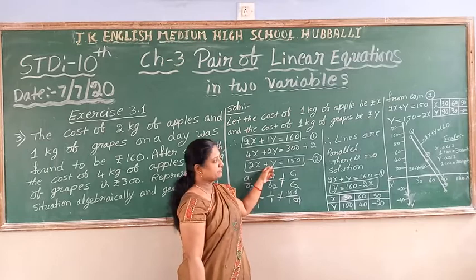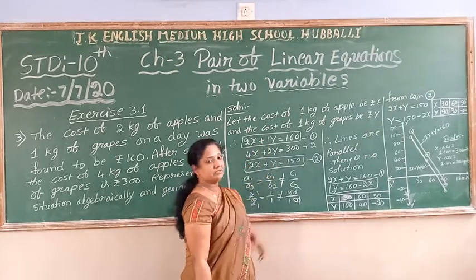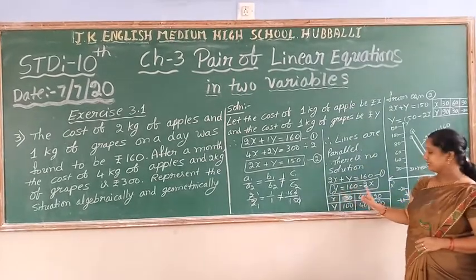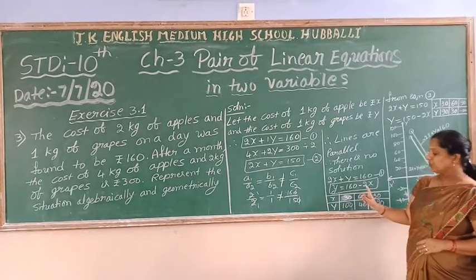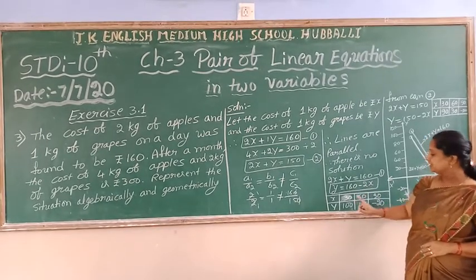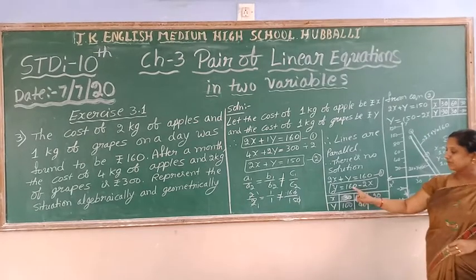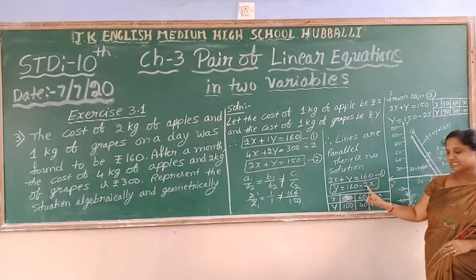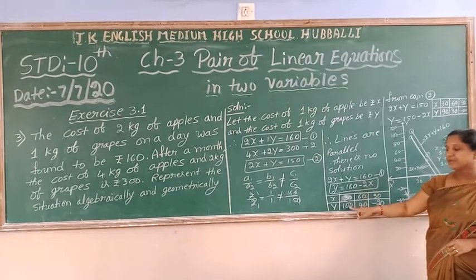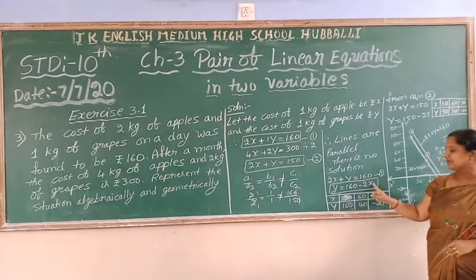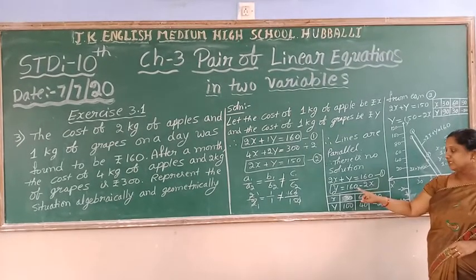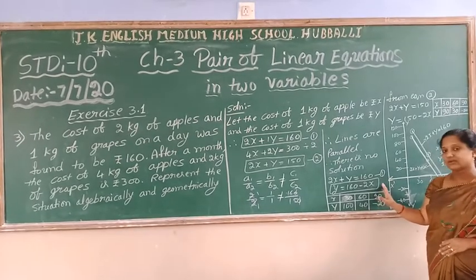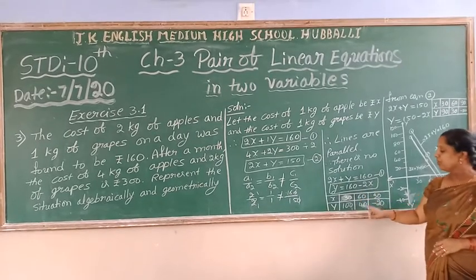Take one equation and convert it in the form of y, meaning y should be on one side and the remaining terms on the other side. Then give values for x: 30, 60 and 90. You get 160 minus 30 for x equals 30, that is 2x is 60, so 160 minus 60 becomes 100. For x equal to 60, 2x is 120. From 160, if you subtract 120 you get 40.